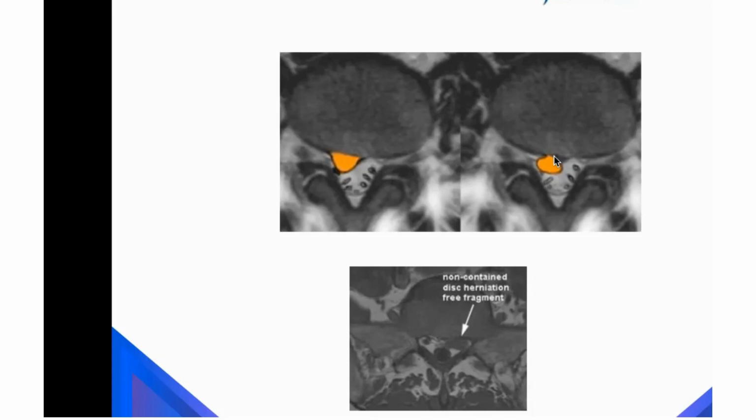Then we call it a sequestration. There are various terminologies which we use for the disc pathologies, so we must know these terminologies very well, because all of them have a lot of importance. If it is contained herniation, our treatment modality will change. If it is extrusion, treatment modality will change. If it is sequestration, our target will change. So these terminologies are really very important.